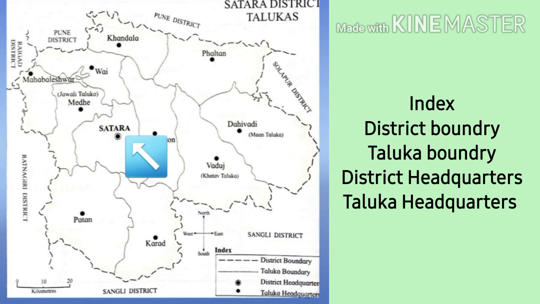Now you can see Satara district map on the screen. You can see also an index. This index shows us district boundary, taluka boundary, district headquarter and taluka headquarters. The small dots are showing the taluka headquarters and the big black dot showing us a district headquarter, and district headquarter is Satara itself. When we count all the talukas here, they are 11 in number.